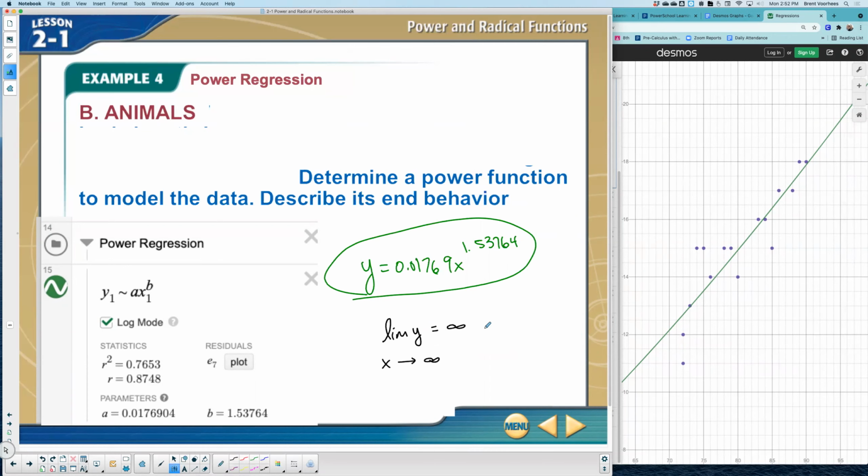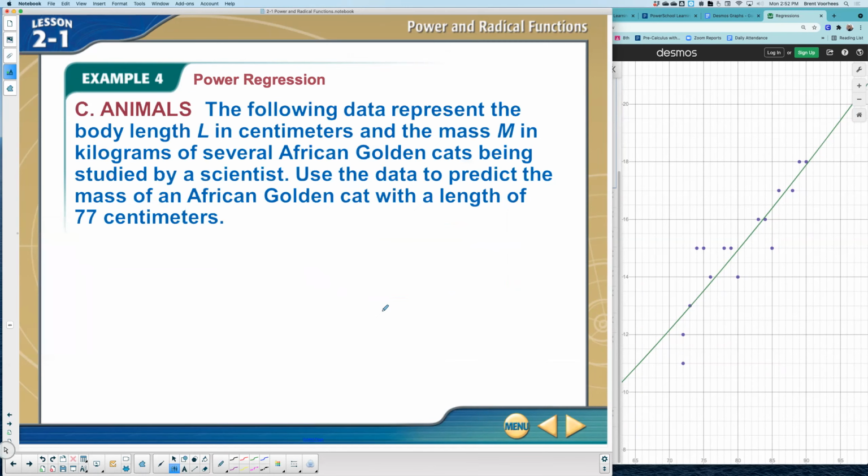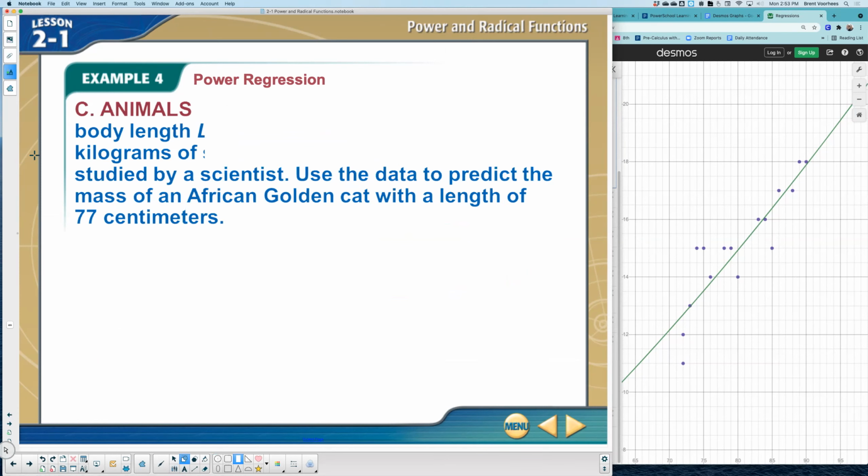And now part C. Part C wants us to use that equation. And it says to predict... Let me cover this up so you can see just the important part. It says to use the scatter plot to predict the mass of an African golden cat with a length of 77 centimeters.